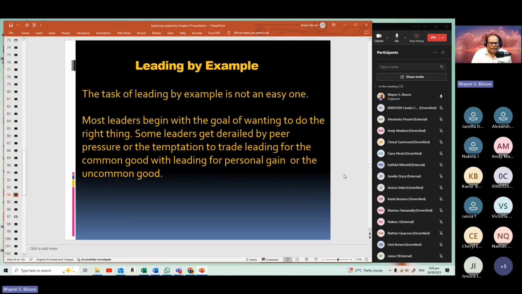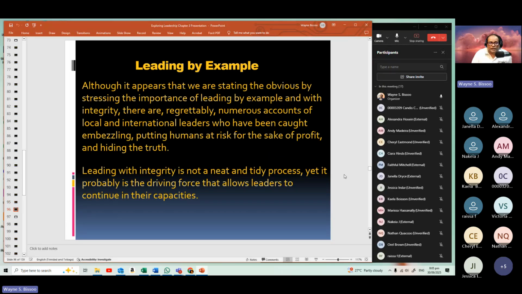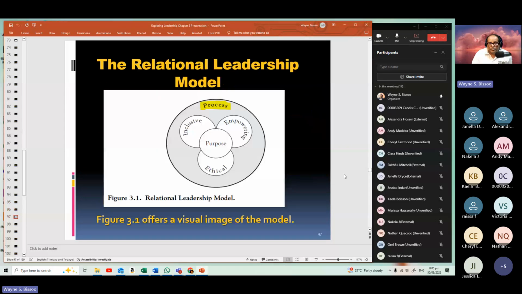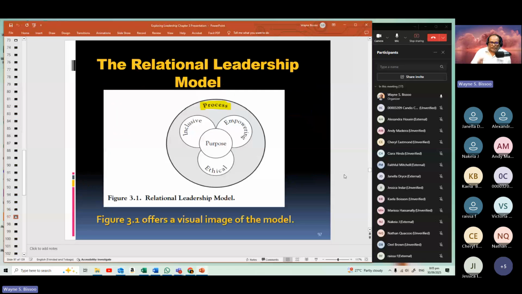All right. So we talked about leading by example. The issues that come up with sustaining that consistency in behavior across the board come with their struggles, as I said. But it's going to be the most critical part that you're going to pay attention to. All right, so the last element in the relational leadership process model is process orientation.